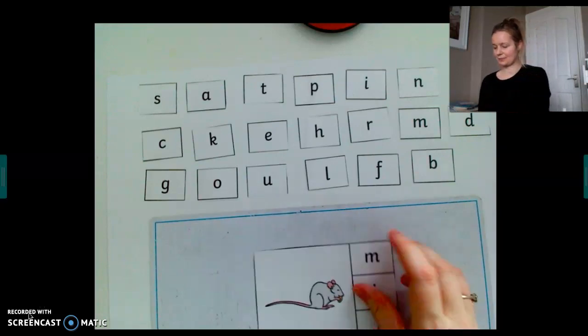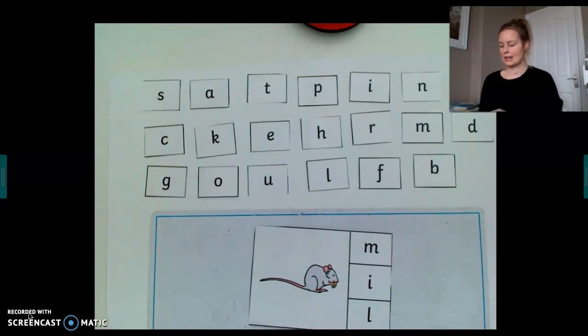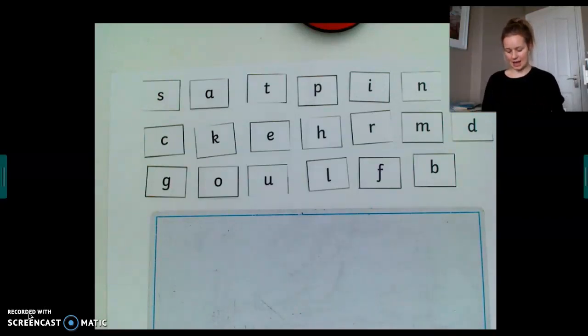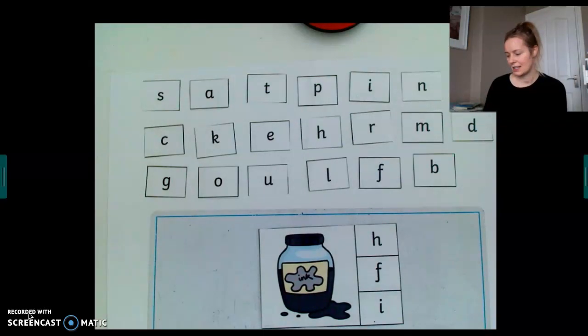Try this one. It's a little mouse. Mouse. M for mouse. Excellent. And last one. Ink. Ink.